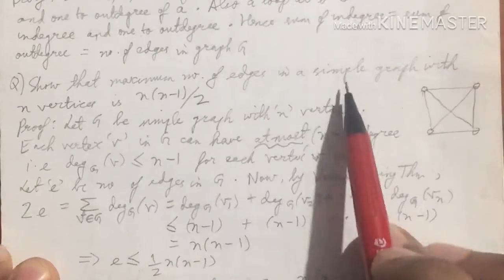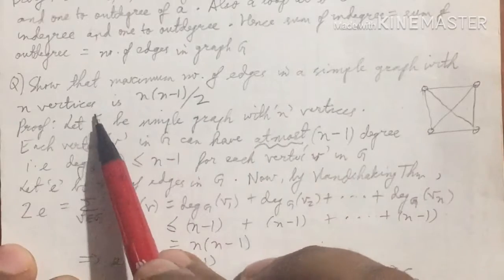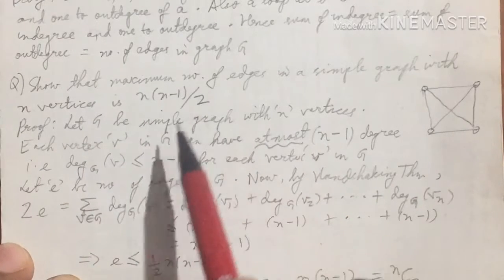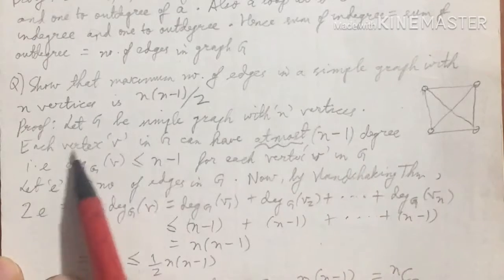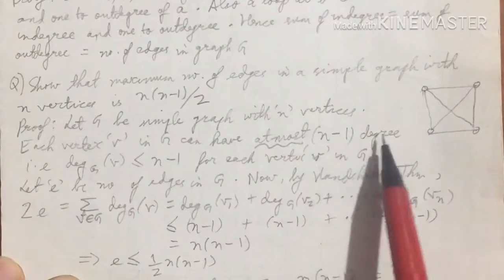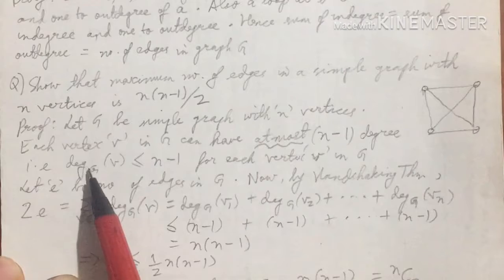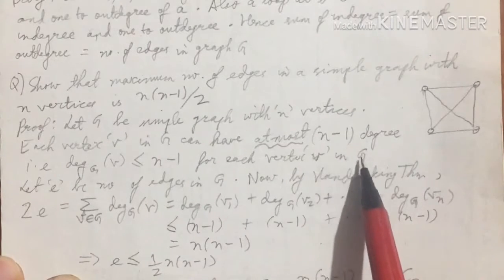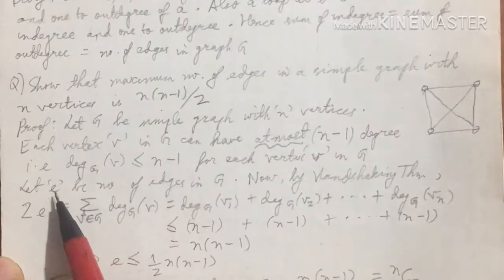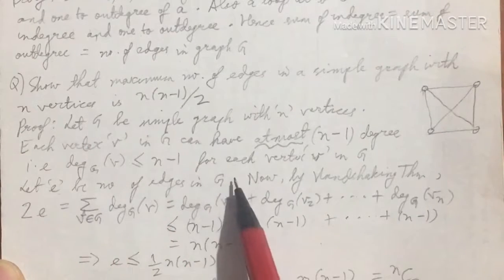Show that the maximum number of edges in a simple graph with n vertices is n into n minus 1 by 2. Let G be a simple graph with n vertices. Each vertex V in G can have at most n minus 1 degrees. That is, degree of V is less than or equal to n minus 1 for each vertex V in G. Same as in theorem 1. Let E be the number of edges in G.